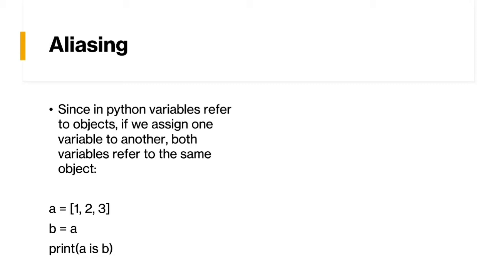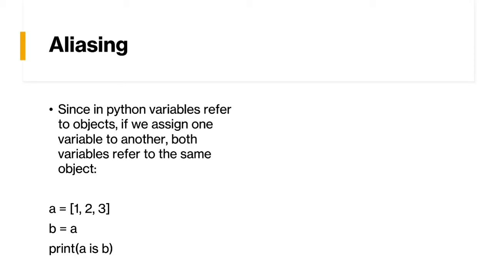Now if we assign one variable to another, as you can see I have assigned A to B with an assignment operator, that is the equal to sign, both variables will now refer to the same object. That is how we can say that Python is memory efficient.